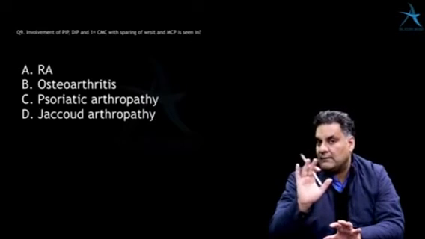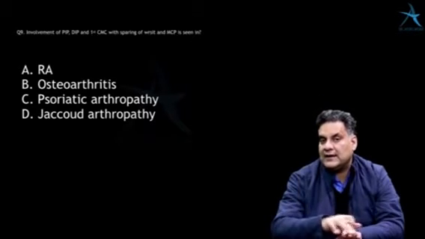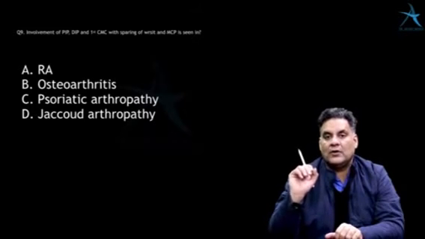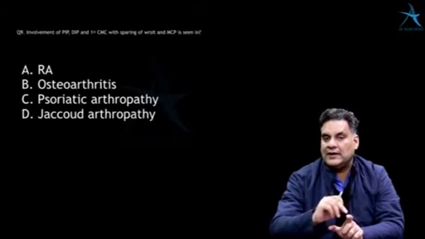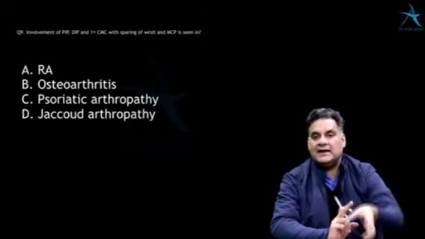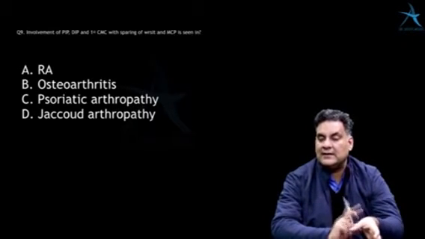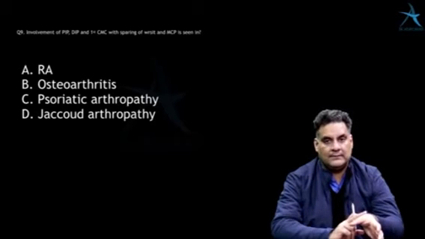So that's how you remember that DIP is spared in RA and MCP, metacarpophalangeal joint, is spared in osteoarthritis, because they involve DIP and PIP. Coming to the base of thumb, that is first carpometacarpal joint, it's classically involved in OA.